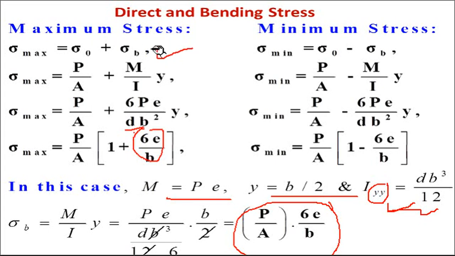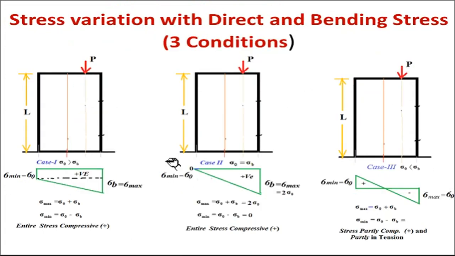Okay, and similarly, sigma max means you have to add sigma 0 plus sigma b. Now it is sigma minimum. Sigma minimum means here you have to deduct, sigma 0 minus sigma b. Only the sign will change, everything else remains the same. In this case, you have to find out sigma max and sigma minimum in this way.